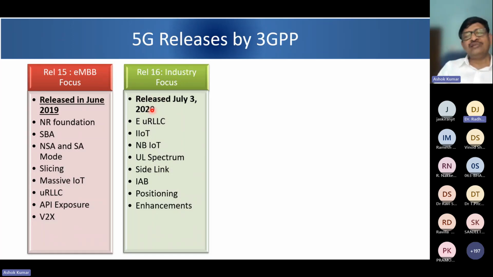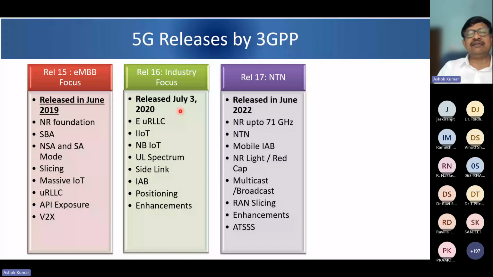And please note that it takes about 1 to 2 years for a commercial system to come in the market, right? If it came in 2020, so only in 2022 we had the release 16 commercial version of 5G in the market. Then release 17. Release 17 is the 2022 release. So this was focusing on integrating NTN.